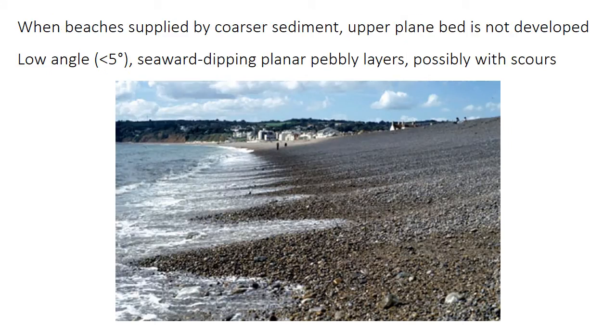Well, as you know from our Pebble Beach field trip, not all beaches are sandy, of course. And as you know from the fluvial lecture, upper plane bed only forms when the grain size is fine sand or smaller. So you, of course, won't see parting lineations in a gravelly beach. But the presence of these low-angle, seaward-dipping planar layers, possibly with small scours, is again going to be a really good tip-off that this is a beach environment or a foreshore environment.